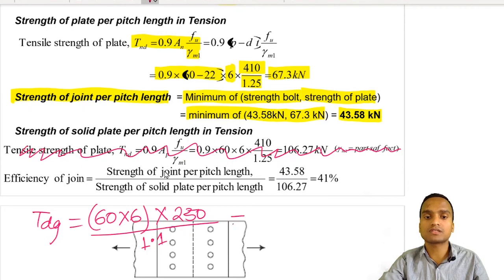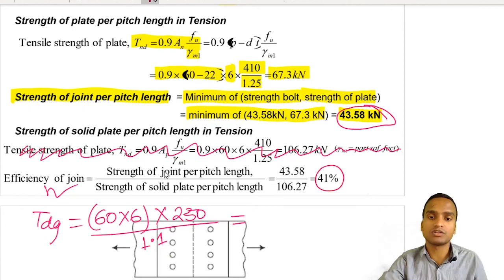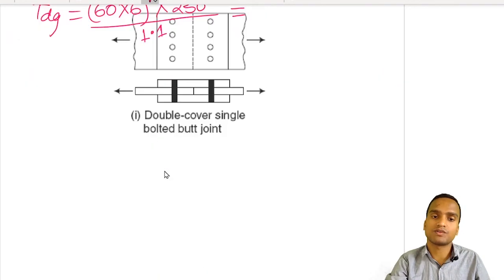So when you do this calculation, you get the value of TDG, and this TDG is used to calculate the efficiency of joint, eta. And eta is equal to strength of joint per pitch length, which is equal to 43.58 kilonewton, and you divide it by the value of TDG and multiply it by 100. And the percentage value you need to check what it is coming. I have not checked, so you need to check all these calculations again in your notebook. And then you calculate the efficiency of joint very easily. Okay, so this is how we calculate the efficiency of joints.